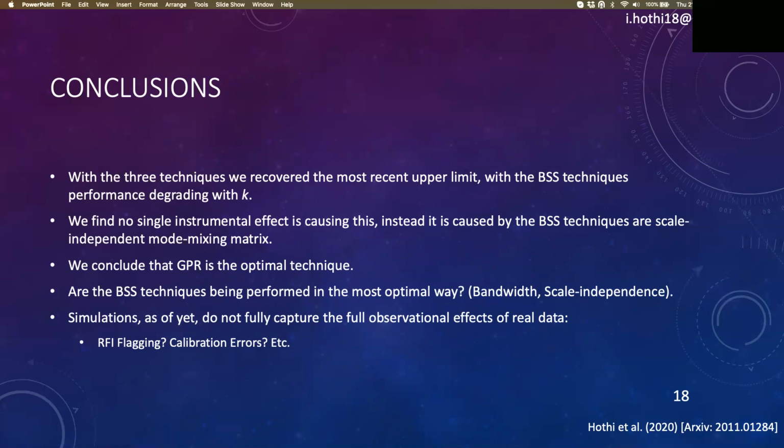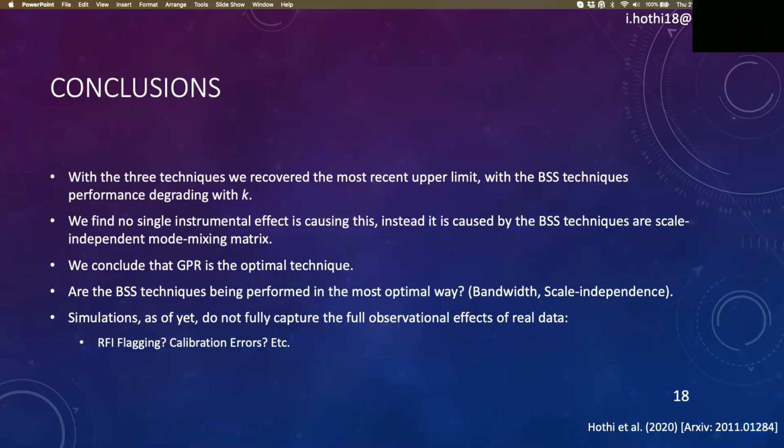However, this begs a few questions. The first is, are we performing foreground removal with the blind source separation techniques in the most optimal way? We've given it 10 megahertz of bandwidth when it normally performs on hundreds of megahertz of bandwidth. And finally, we should move towards a slightly more scale dependent approach, right? I've shown that the number of components you need to model the foregrounds changes with your k scales. And so even 6 components was too many on the lowest of k scales, but insufficient at the highest of k. So we need a technique that can model a different number of components at different scales.